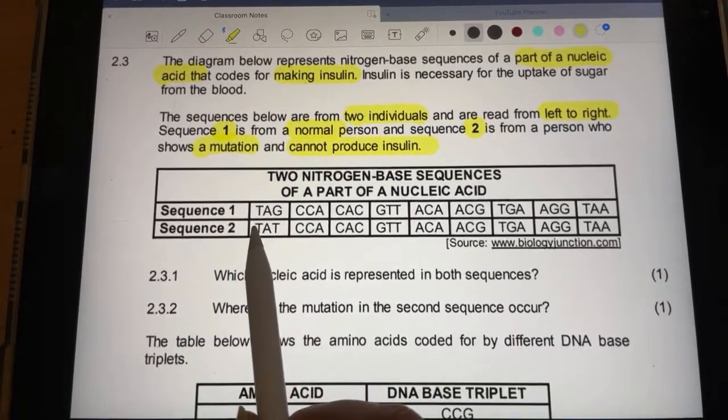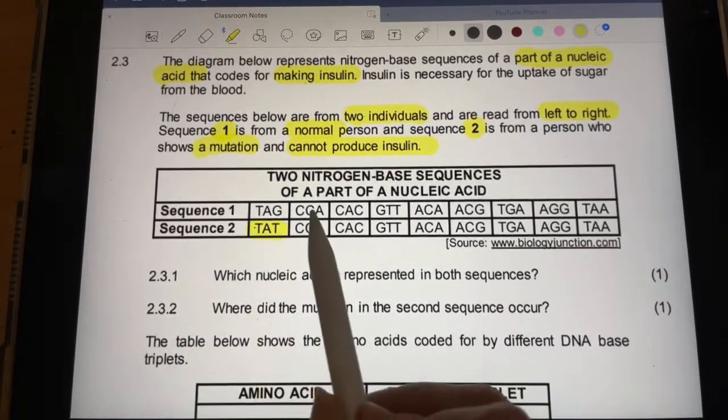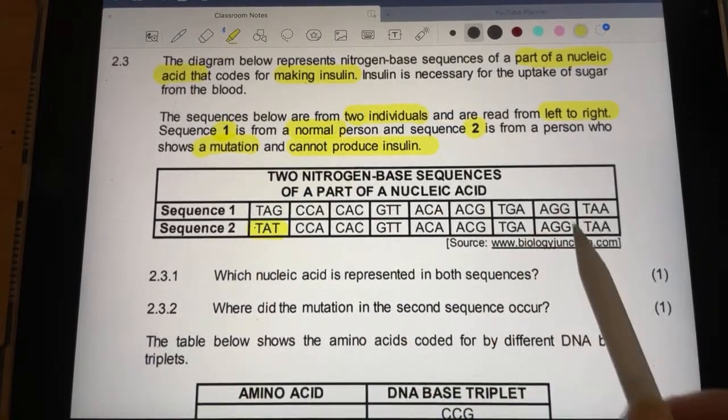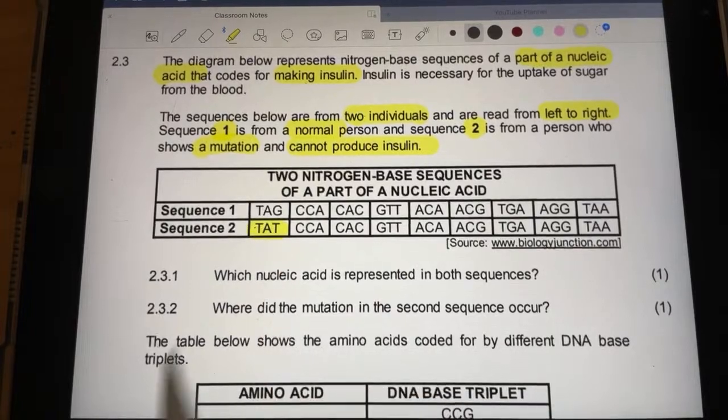Look here, it's already changed. This is different to sequence 1. Same, same, same. So it's this one over here that's changed. And I've highlighted it because it's obviously important. At some point, they're going to ask me that, right?